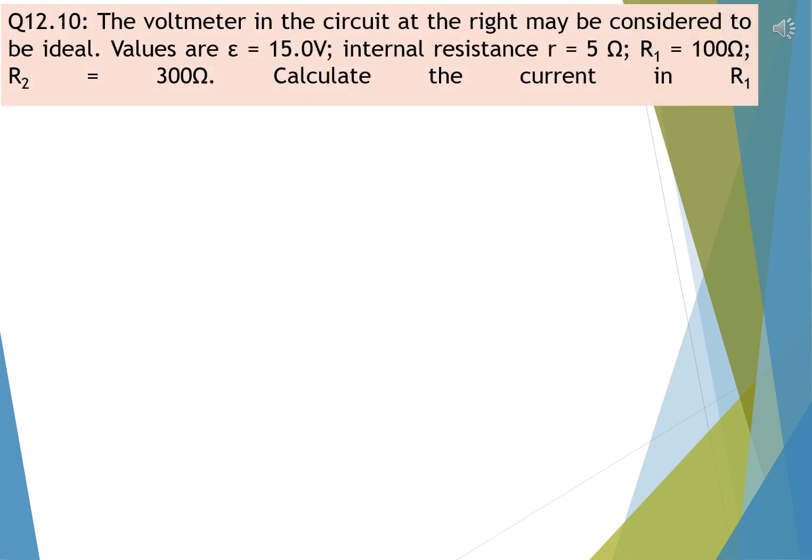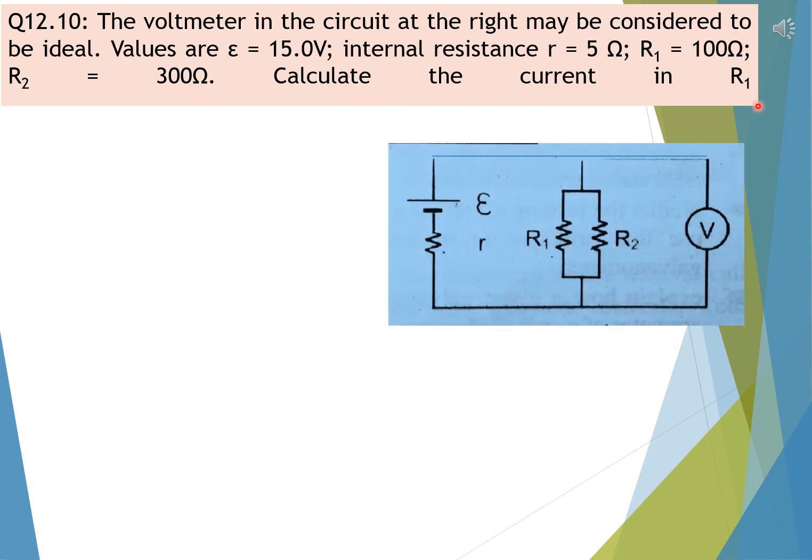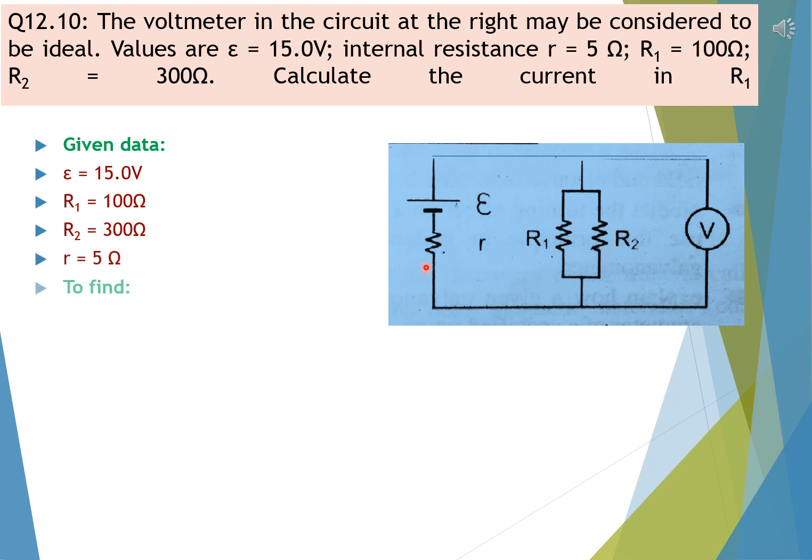Question. The voltmeter in the circuit at the right may be considered to be ideal. Values are EMF is equal to 15.0 volt, internal resistance small r is equal to 5 ohm, R1 is equal to 100 ohm, R2 is equal to 300 ohm. Calculate the current in R1. We have E is equal to 15.0 volt, R1 is equal to 100 ohm, R2 is equal to 300 ohm, r is equal to 5 ohm. We have to calculate the current I through resistor R1.